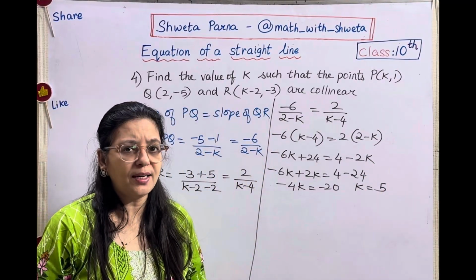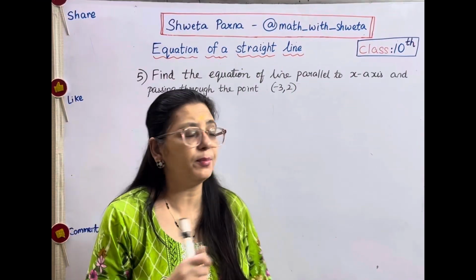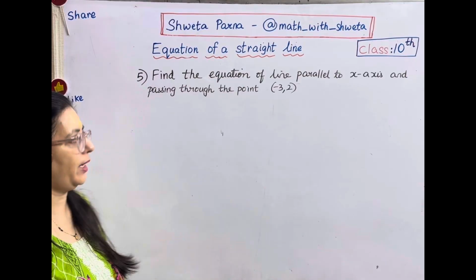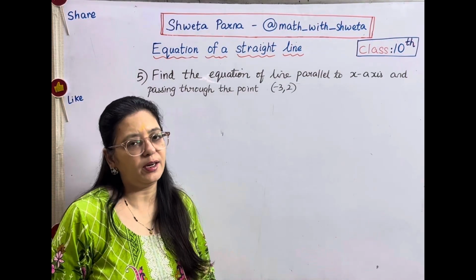Yes, I hope it's clear. Come on, let's do the next one. Yes kids, let's do question number 5. Find the equation of a line which is parallel to the x-axis and passing through the point (minus 3, 2).